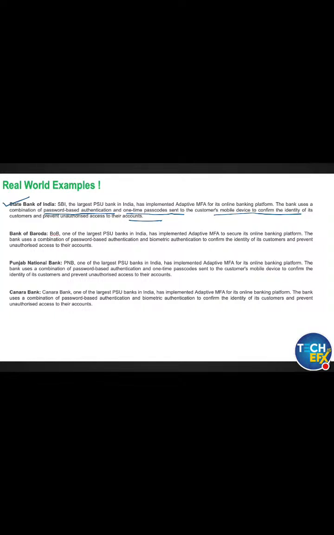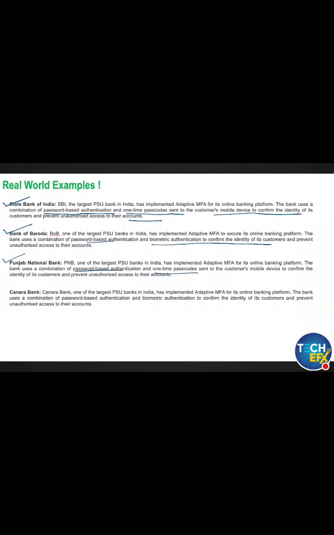Next is Bank of Baroda. One of the largest PSU banks, again in India, has implemented adaptive MFA to secure its online banking platform. The bank uses a combination of password-based authentication and biometric authentication to confirm the identity of its customers, right, to prevent unauthorized access. Next is Punjab National Bank, also called PNB, which has implemented adaptive MFA with a combination of password-based authentication and OTP sent to the customer's mobile device to confirm the identity of its customers and prevent unauthorized access to their accounts.